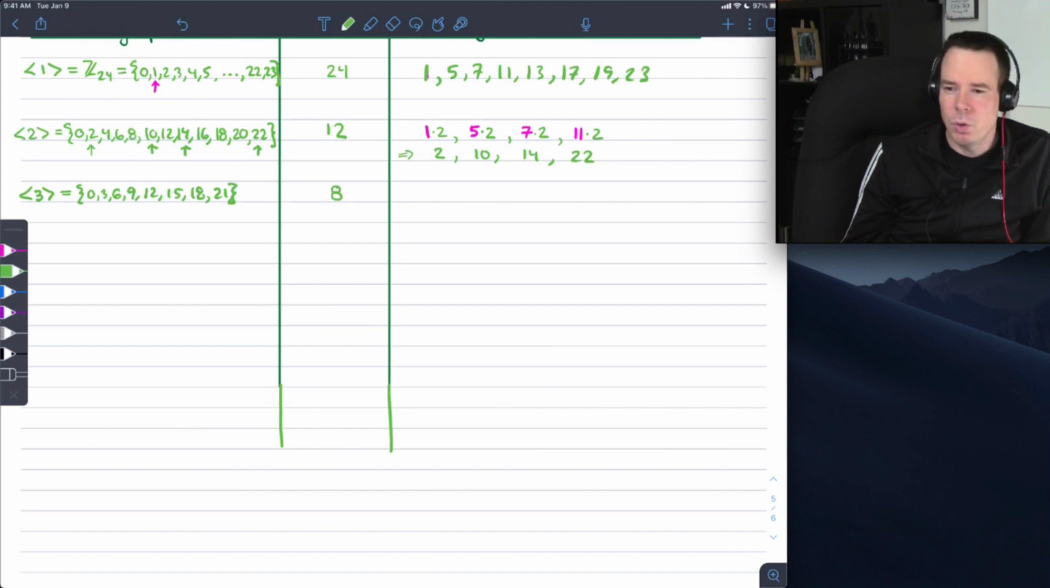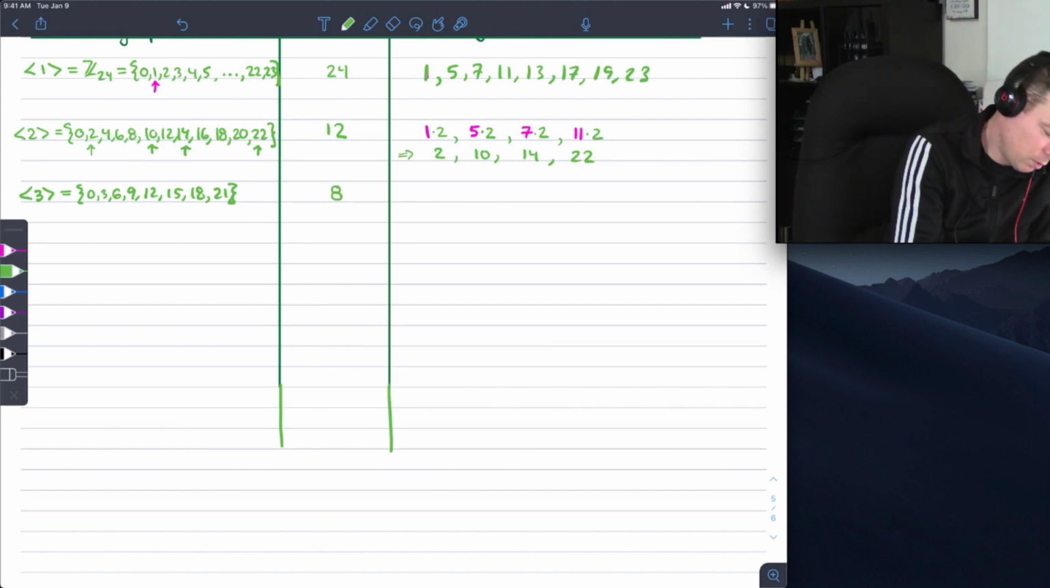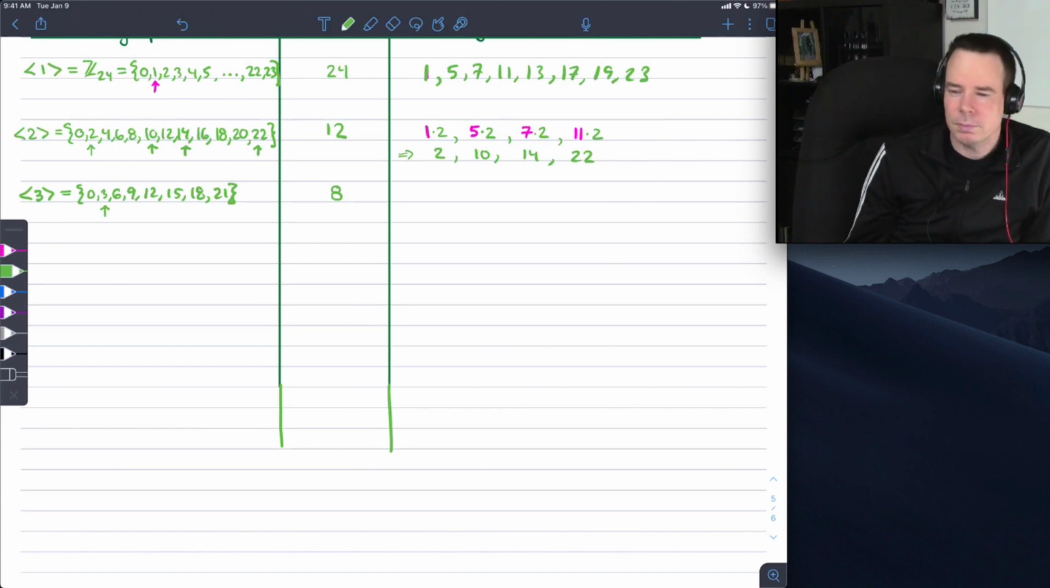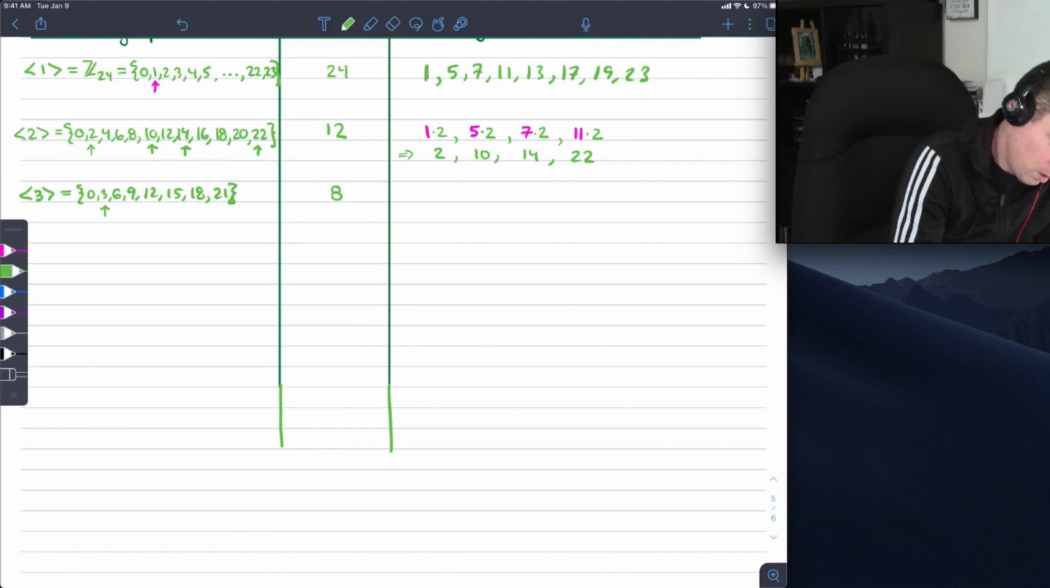Now we have to figure out which ones are also generators. 3 generates it. Does 6? Well, no, because as soon as I add 6 to itself 4 times, I'm back to where I started from, because 4 times 6 is 0. So 6 wouldn't generate this one. What about 9? What about 12? Which ones are generators? Well, the generators are going to be the numbers that are relatively prime to 8, which is 1, 3, 5, and 7.